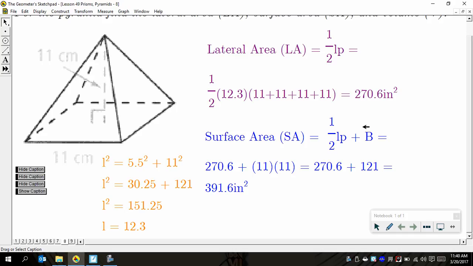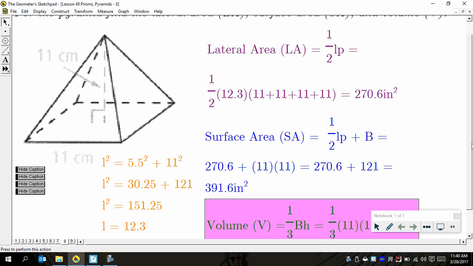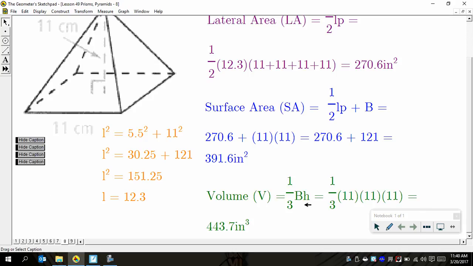We're going to plug that lateral area, that 270.6 inches squared, in here for 1/2 LP, since we already calculated that portion of the surface area, and add the area of the base, which is just going to be 11 times 11, the area of that square on the bottom. Add those together to get the surface area, 391.6 inches squared. And lastly, we're going to take the area of that base, that 11 times 11, multiplied by the height, which also happens to be 11, divide by 3, or multiply by 1/3 to get the volume.